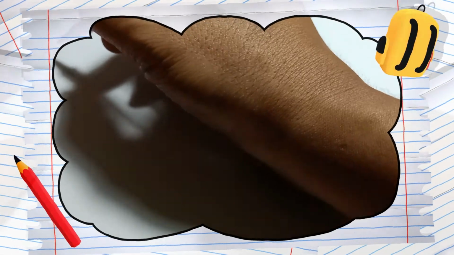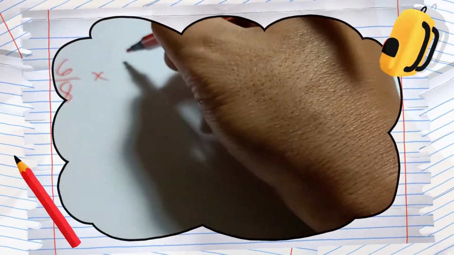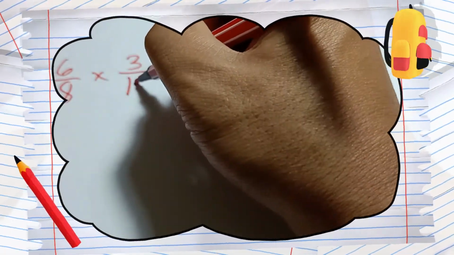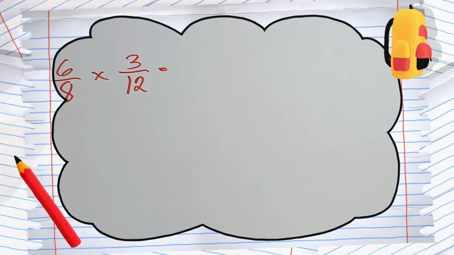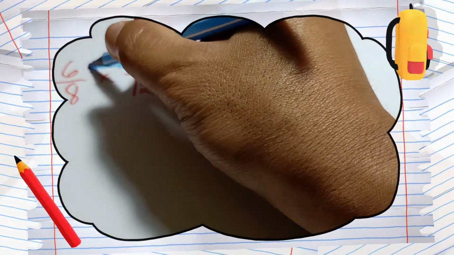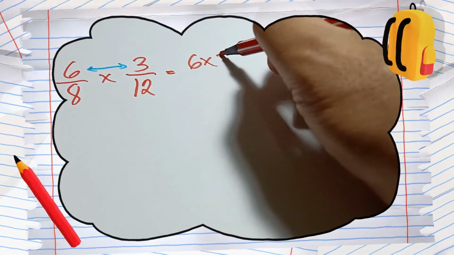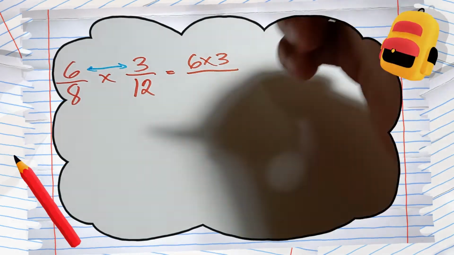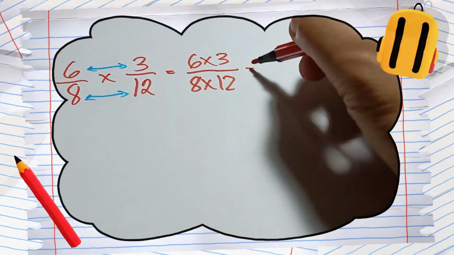Okay, so let's take another example. For example, if you have 6 over 8 times 3 over 12, right? So let's take the first method, which is the traditional way. Normally we just directly multiply 6 times 3 over, and then we directly multiply 8 times 12, right?